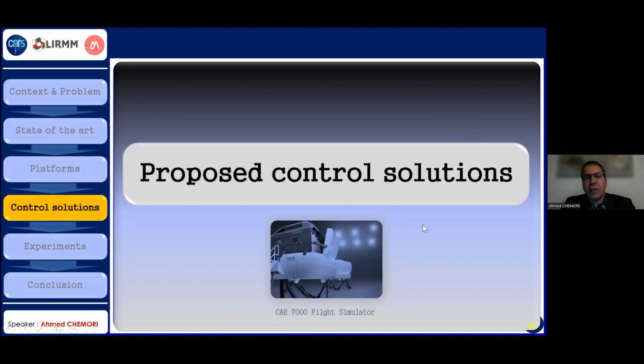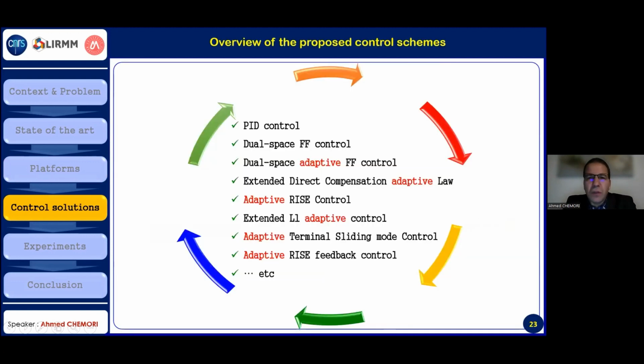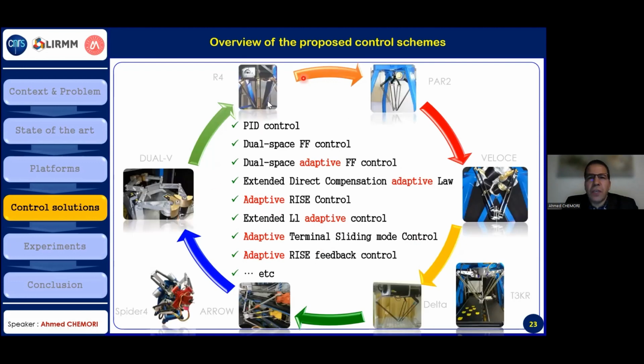And now let me just give you an overview of the proposed control solutions. We work a lot on different control solutions that we implemented and tested for the control of parallel robots. We proposed geospace feed-forward control, geospace adaptive feed-forward control, direct compensation adaptive control, adaptive race control, and also terminal sliding mode control. All of them have been experimented on different kinds of prototypes that you can see here on this slide. And I have just to mention something which is very important here.